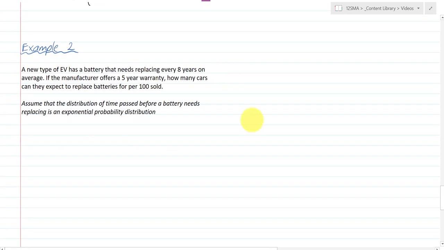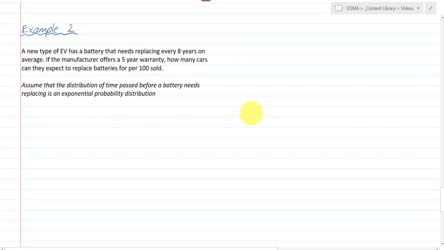Let's have a quick look at example 2. A new type of EV has a battery that needs replacing every 8 years on average. If the manufacturer offers a 5-year warranty, how many cars can they expect to replace batteries for per 100 sold? So if we can calculate the probability of a battery needing replacing within the 5 years, then we can calculate the number per 100 sold.